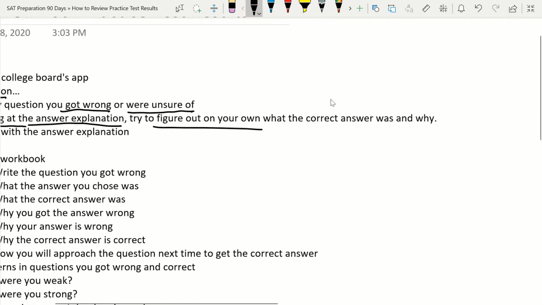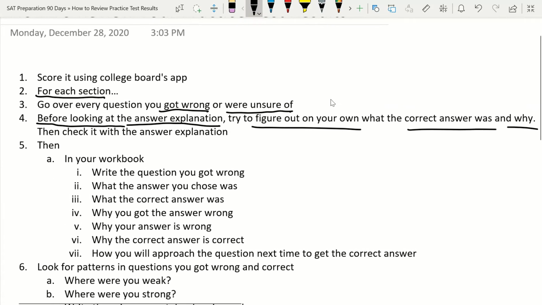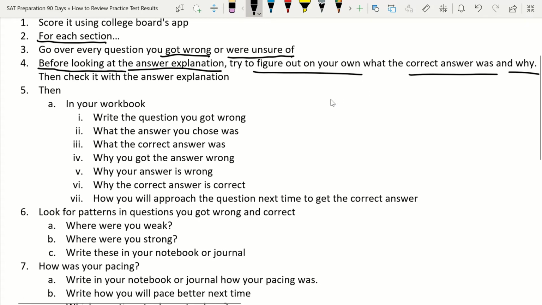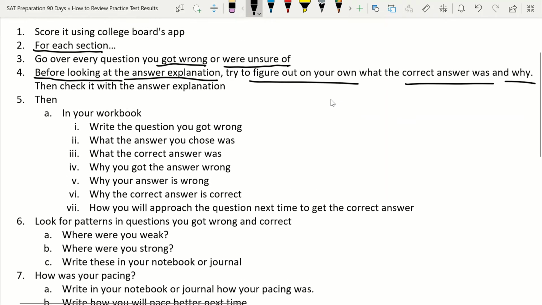Try to figure out what the correct answer was, why that correct answer is correct, and why you got it wrong. The reason you want to do this is because it's going to help you remember that process to get to the correct answer better than if you just go and look it up. So first try to come up with what the correct answer is and why, so that you can figure out the correct process on your own. It's going to help you remember it better.